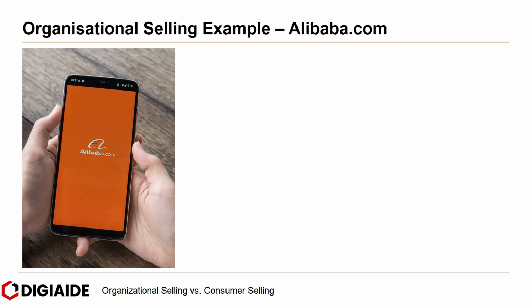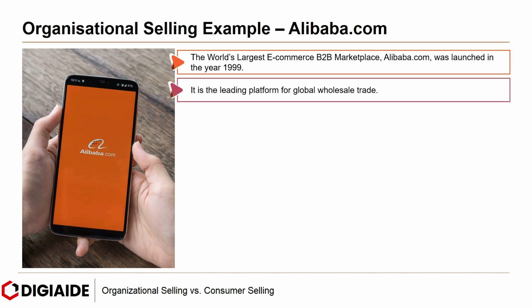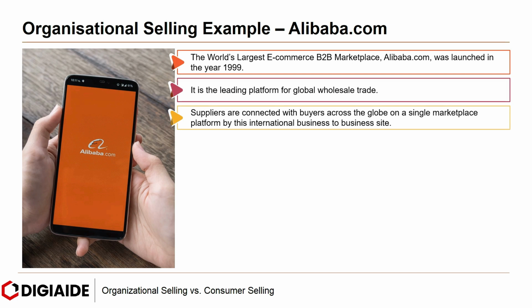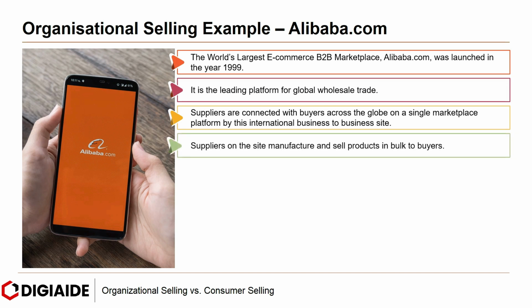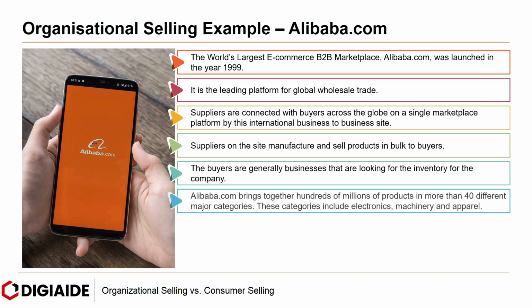Moving on to the other example of a company in the organizational selling space, and that is Alibaba.com, which operates online. It's a China-based company. The world's largest e-commerce B2B platform, Alibaba, was launched in the year 1999. It is the leading platform for global wholesale trade. Suppliers are connected with buyers across the globe on a single marketplace platform by this international business-to-business site. Suppliers on the site manufacture and sell products in bulk to buyers. The buyers are generally businesses that are looking for inventory for their company.